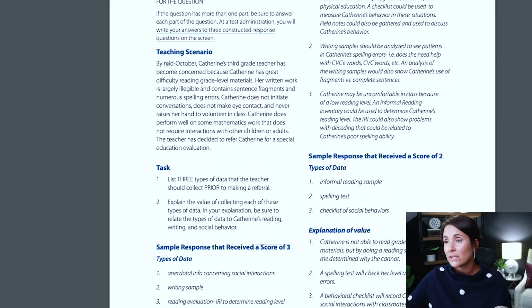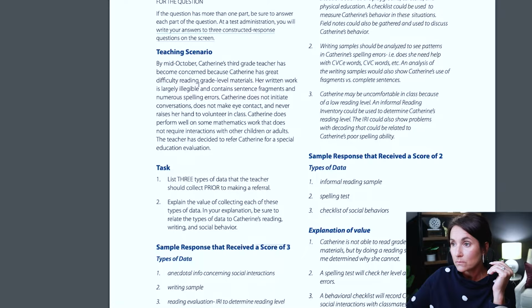So we've got something here. We have by mid-October, Catherine's 3rd grade teacher has become concerned. She has great difficulty reading on grade level. Her work is largely illegible. She's got some issues there. Catherine does perform well on some mathematics work, but does not require interactions with her students. So she is socially, something's going on here. She's not making eye contact, okay?